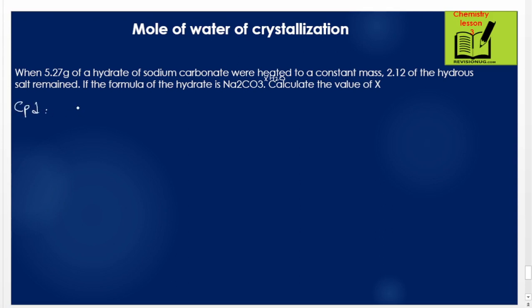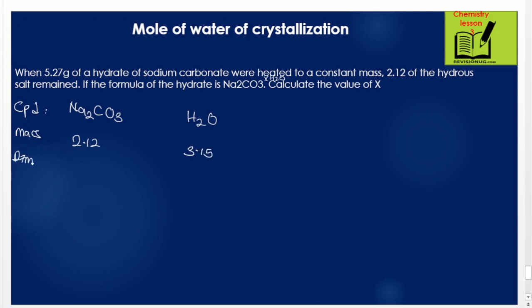We have sodium carbonate, and also there is water of crystallization. Let us get their masses. What remained was 2.12 anhydrous, which is sodium carbonate. All of it was 5.27. Then let us take off the 2.12, which is giving us 3.15.